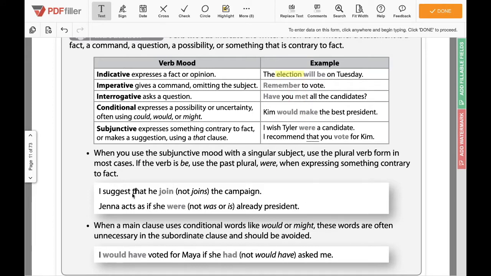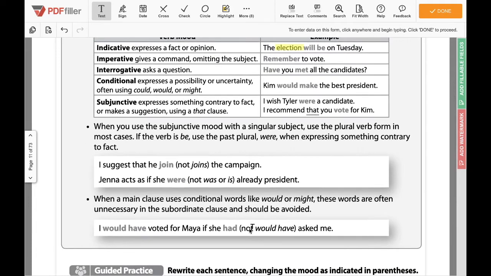Another example: I suggest that he join the campaign. Jenna acts as if she were already president. So you don't use was or is. So not Jenna acts as if she is already president, or Jenna acts as if she was already president. We're using were.